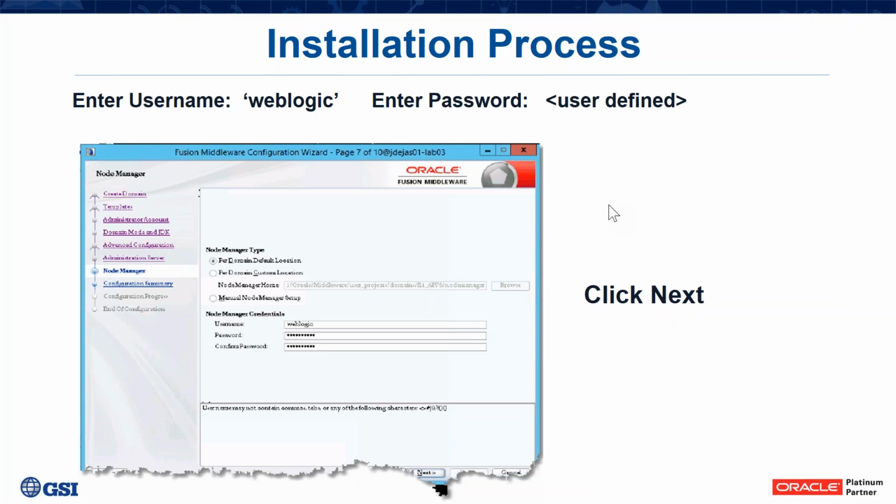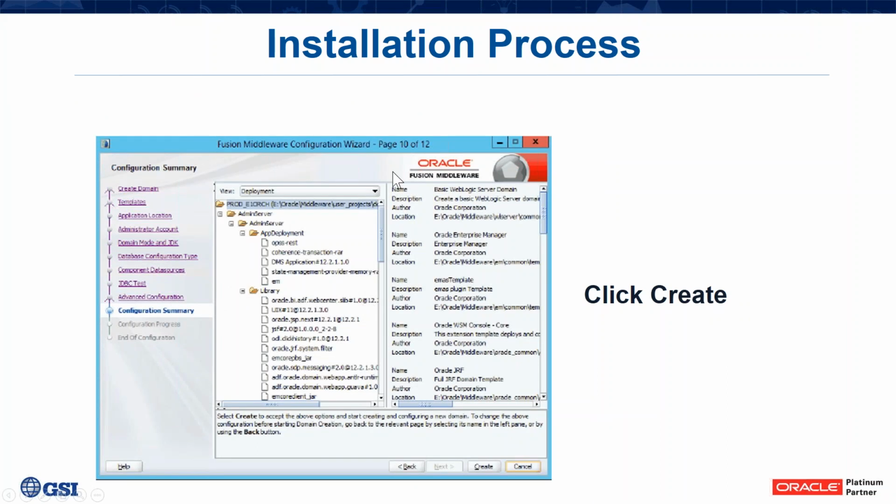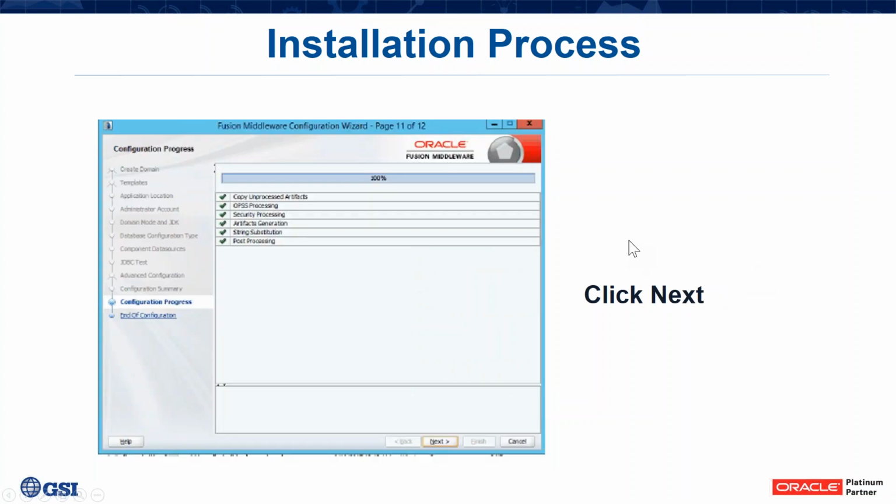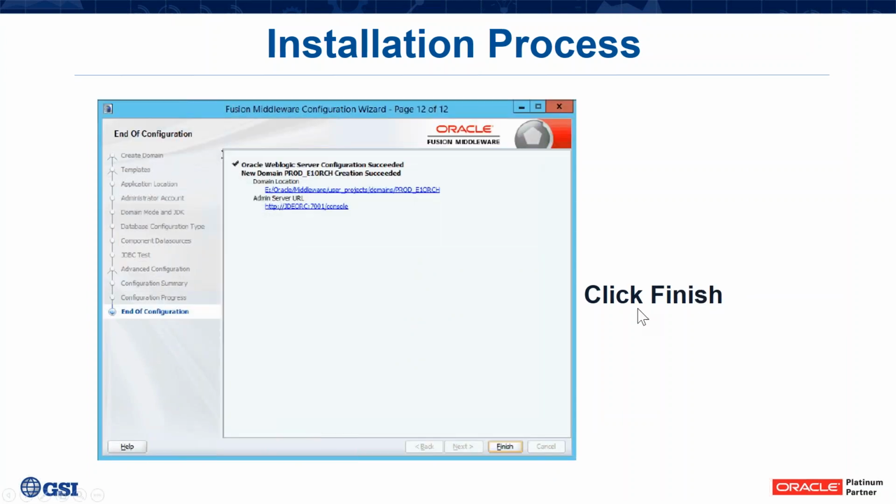On this one, you're going to leave the node manager type as the top one, for domain default location. You want to put in WebLogic and whatever your password was for the node manager credentials. You just want to look things over here, make sure everything looks good. Probably all you want to do is click create. And then you wait about 15 minutes and you click next, and then you're done.